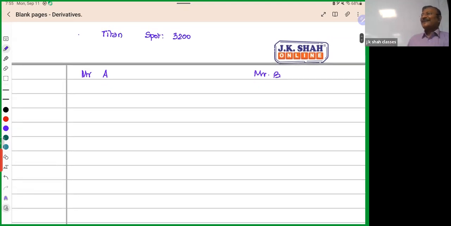And both of them think that the price of Titan is going to be 3,500 in, say, let's take a slightly bigger figure so you can understand what is happening. Let's say 3,900 in 1 year's time. Both of them have got this view, right? But Mr. A is totally ignorant about futures. And both of them have got, let's say, rupees 10 lakhs capital with them.